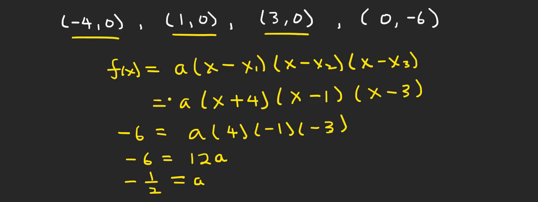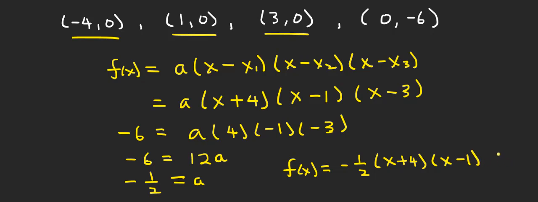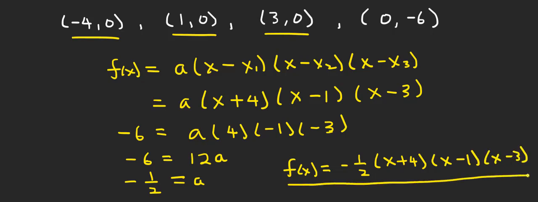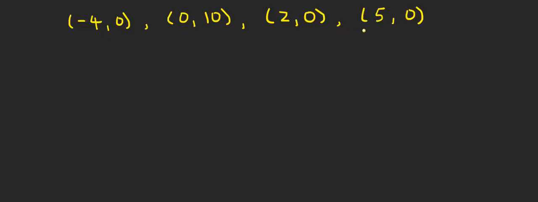So this means the equation will be f of x equals a, which is negative 1/2, times quantity x plus 4, x minus 1, and x minus 3. So when you graph this polynomial, you'll notice that this polynomial will pass through these 4 points. And you might want to check that with a graphing calculator or Desmos. And let's take a look at one more example.